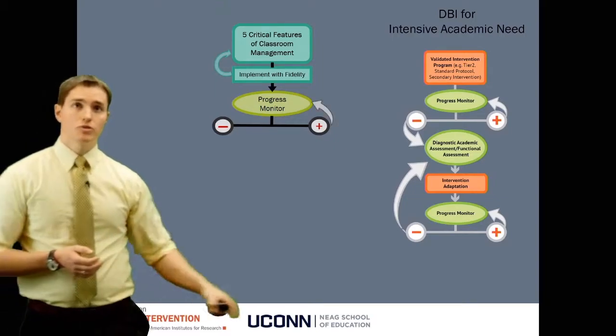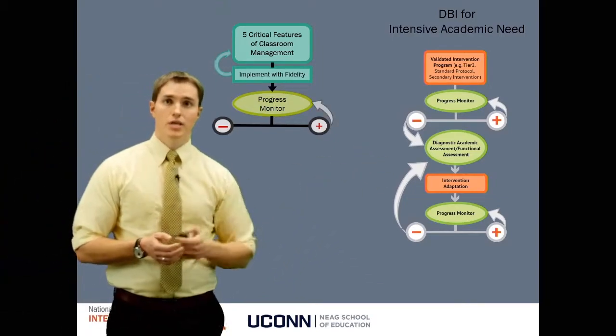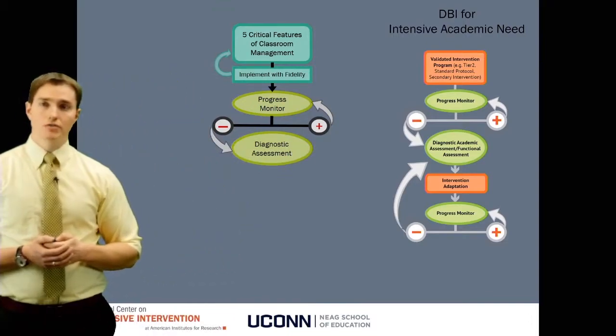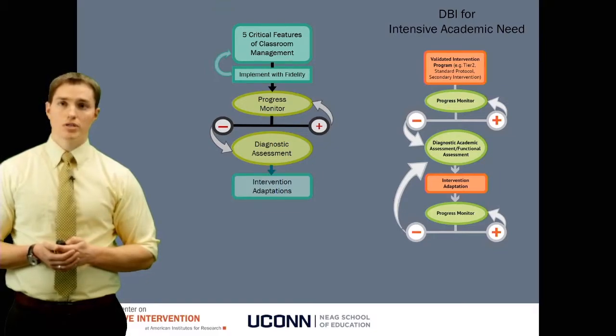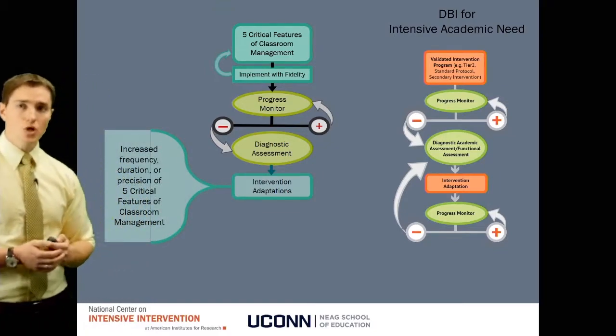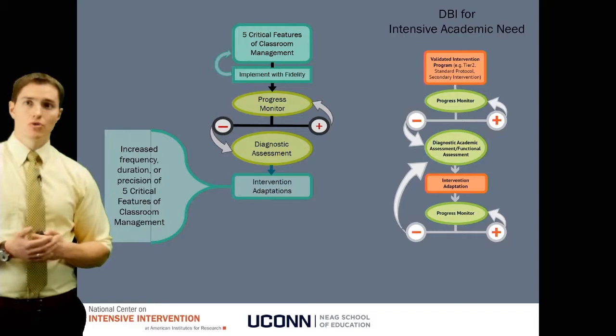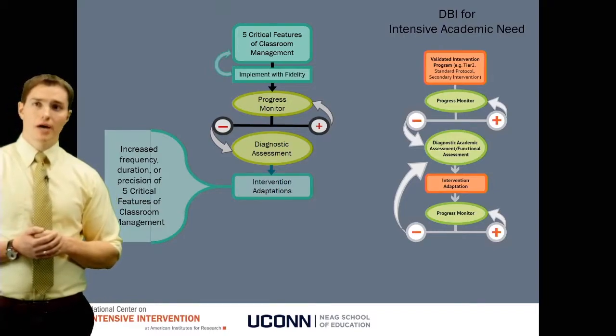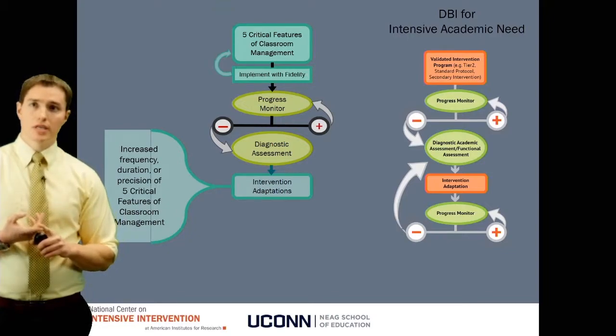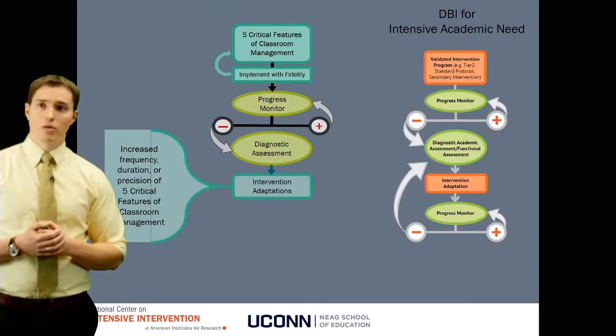Very similar to what we do for the academic support for students at risk and at high risk, we can progress monitor ourselves and our own practices in the classroom to identify what supports may need additional support and what might be modified. In this vein, we might again look critically at the 5 areas of classroom management and identify, can we increase the frequency, the intensity, the duration or precision of any one of those supports?